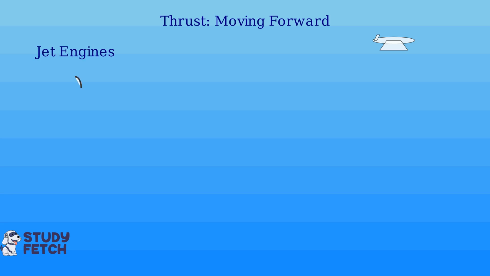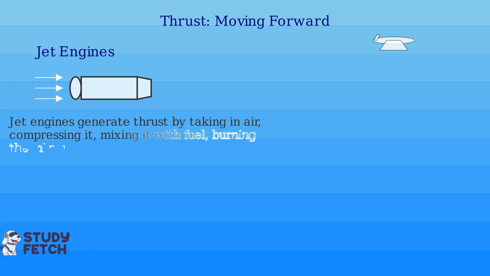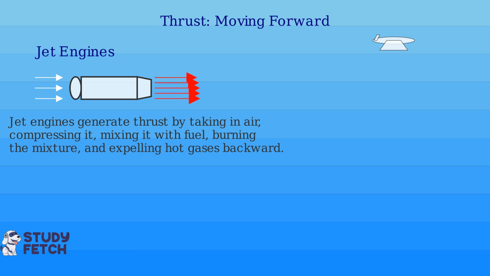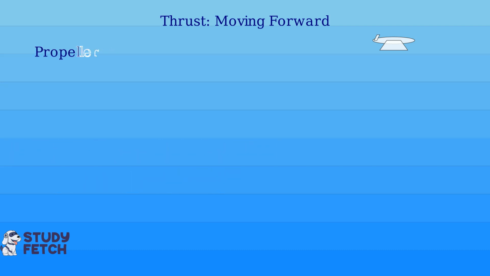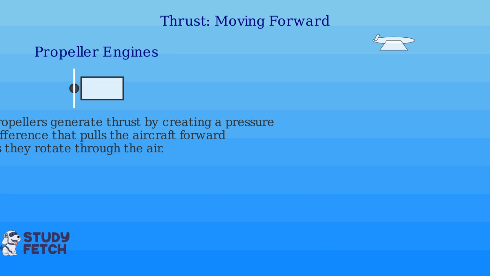Jet engines generate thrust by taking in air, compressing it, mixing it with fuel, and expelling hot gases backward at high speeds. Following Newton's third law, as these hot gases are pushed backward, the aircraft is propelled forward with equal force. Propellers, on the other hand, generate thrust by creating a pressure difference as they rotate through the air. The spinning action creates low pressure in front and high pressure behind, essentially pulling the aircraft forward through the air.